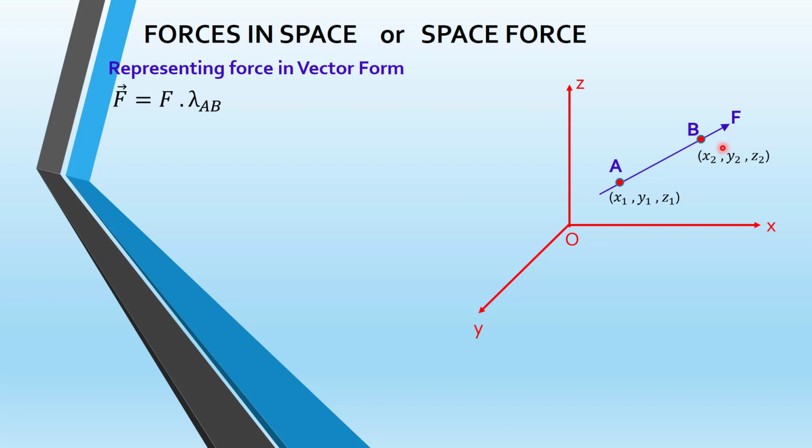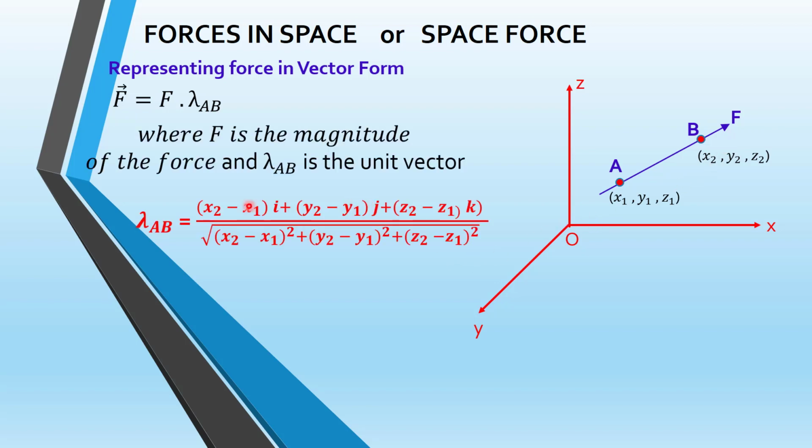Now, how will you find the unit vector? That can be obtained using this formula: (x2 minus x1) i plus (y2 minus y1) j plus (z2 minus z1) k, divided by square root of (x2 minus x1) the whole square plus (y2 minus y1) the whole square plus (z2 minus z1) the whole square. So using this formula, you can find the unit vector. Here x1, x2, y1, y2, z1, z2 are the coordinates of the points A and B.